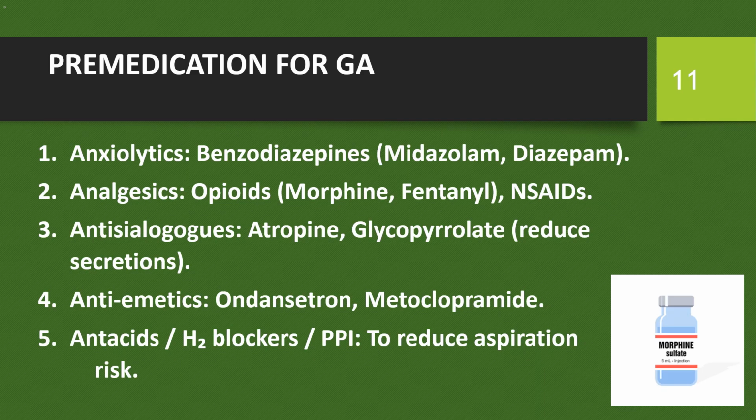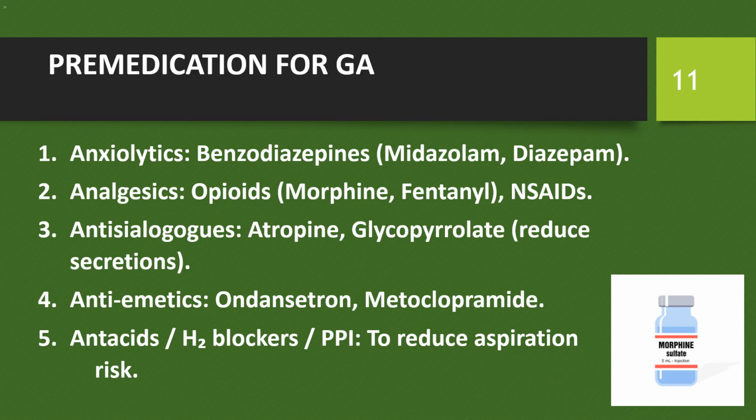3. Anticholinergics. 1. Atropine, glycopyrrolate. These medications reduce secretions, making it easier to manage the airway during anesthesia. 4. Antiemetics. 1. Ondansetron, metoclopramide. Antiemetics help prevent postoperative nausea and vomiting, improving patient comfort and reducing complications.